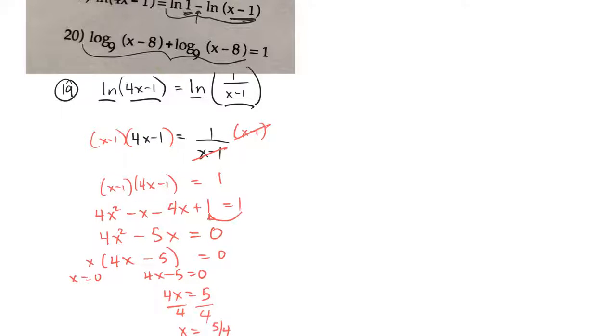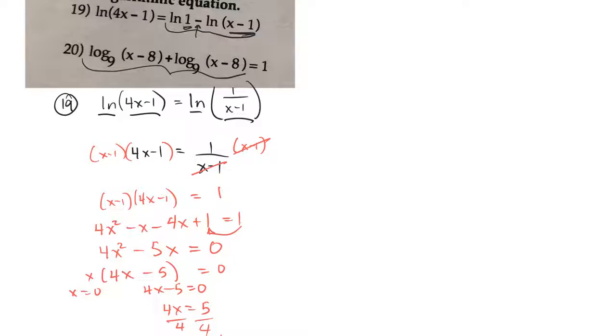Now, if I take a look at the original question, life is all good except when I put a 0. This 0, if I put that in right here, or I put it in right there, I wind up taking the log of a negative number or the ln of a negative number, and that's illegal. So 0 can't be one of my answers, but the 5/4 is.